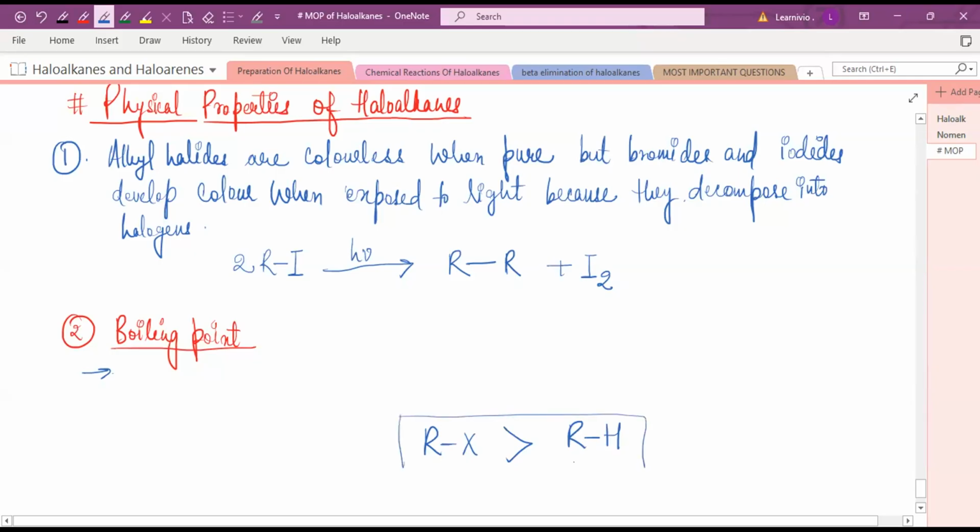This is also due to the molecular weight, because boiling point is directly proportional to the molecular weight. If the molecular weight is more, then the boiling point is more. If you compare RX, whether it is RF or RCl or anything, you will observe that the molecular weight of the haloalkane is more than that of the hydrocarbon. So that's why the boiling point of haloalkane is greater than its parent hydrocarbon. Got it?